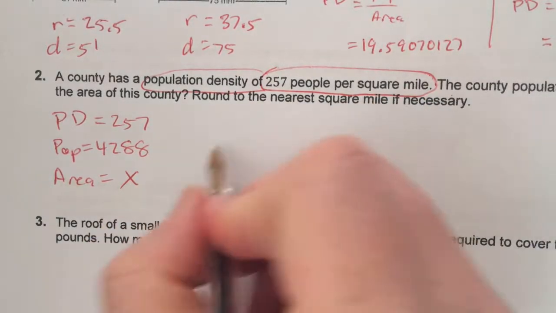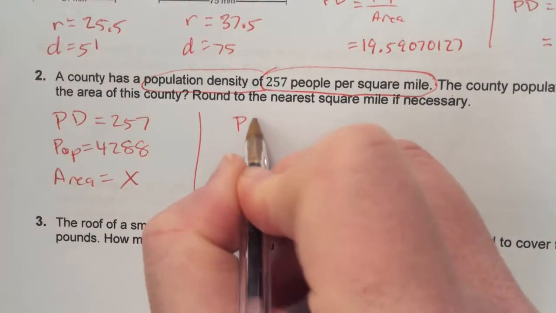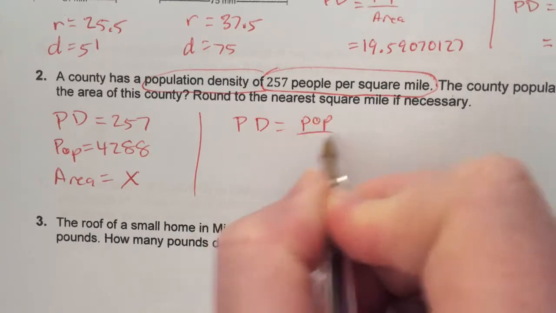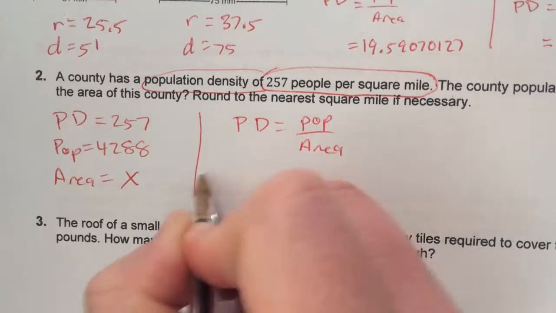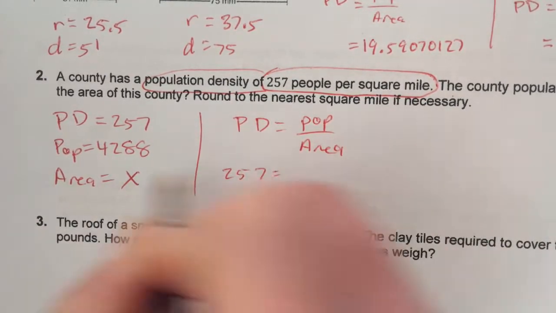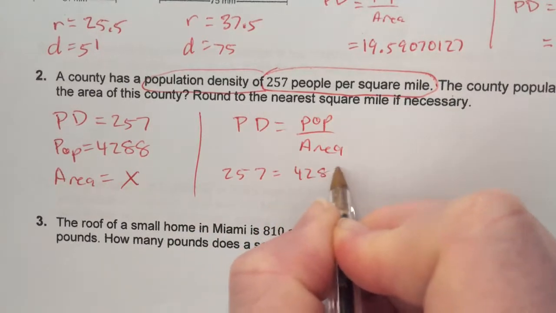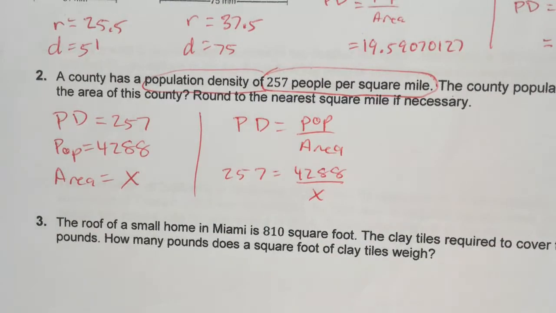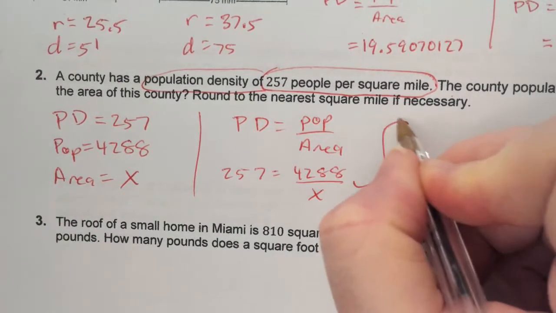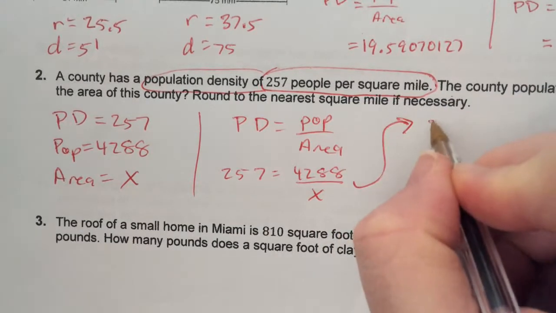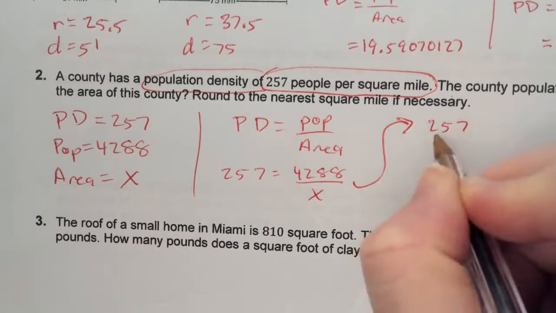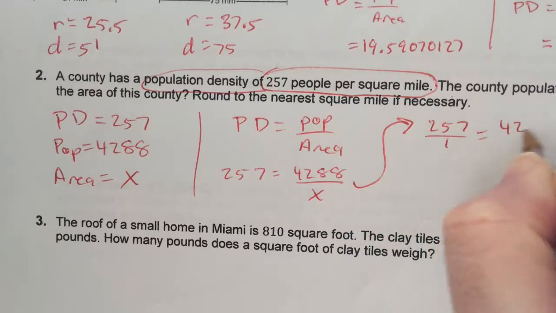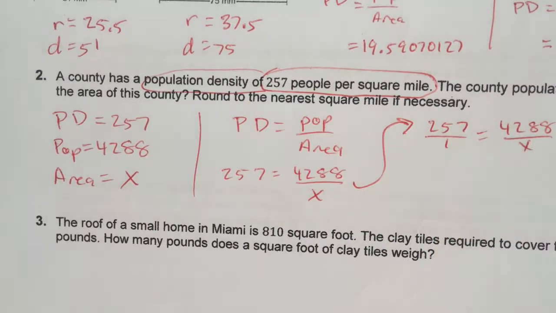All right, and let's do it. Okay, let's write down the equation. So PD is equal to pop over area. All right, plug in what you know. We know that PD is 257. We know population is 4288. And the area, that's what we're looking for. Awesome. Okay, so I'm going to put this up here because I ran out of room. So 257 over 1 is equal to 4288 over X.